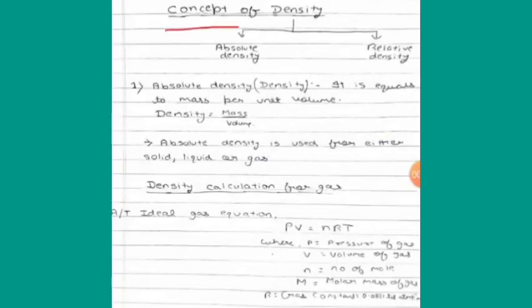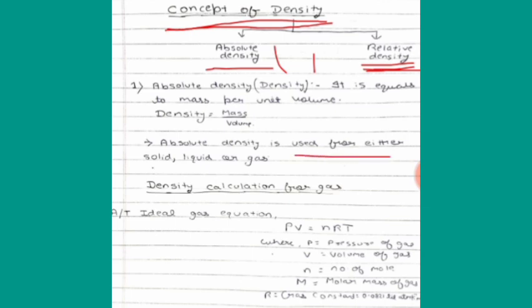Now we have to discuss concepts related to density. Density is of two types: absolute density and relative density. Absolute density is the normal density, which we all know about, and the relative density is somewhat different from absolute density. We will first discuss absolute density, which is the normal density. We all know about it. It is equal to the mass per unit volume. Density is equal to mass by volume. Absolute density is used for either solid, liquid or gas.